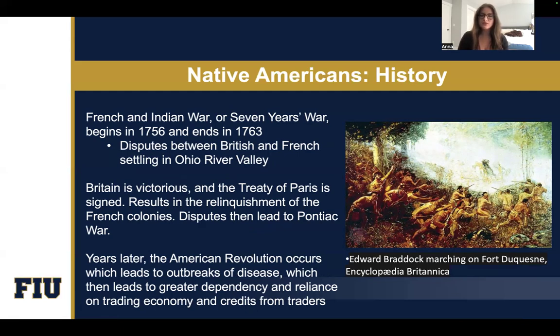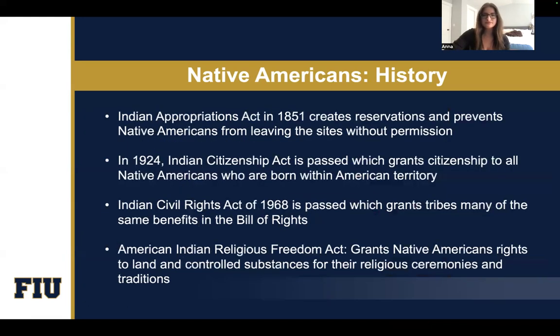And then disputes between the British Army and Native American populations led to the Pontiac War. Years later, the American Revolution occurred, and that contributed to large outbreaks of diseases. And that contributed to an inability to hunt and provide for the Native American populations, which ultimately led to greater dependency and reliance on the trading economy and on the traders and colonizers.